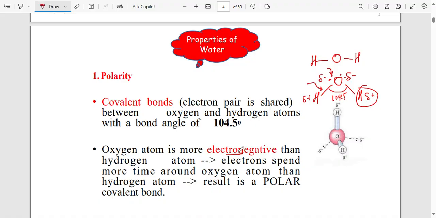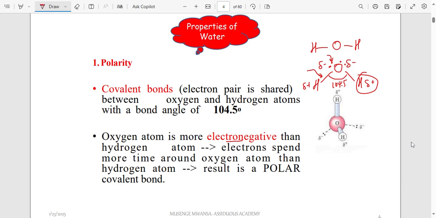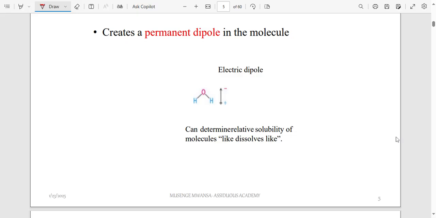Oxygen is more electronegative. Every molecule that has bonds where there is an unequal sharing of electrons, or an uneven distribution of electrons, is going to have polarity. And the reason why electrons are not equally shared is because there's a difference in electronegativity. So this electronegativity is going to create a permanent dipole.